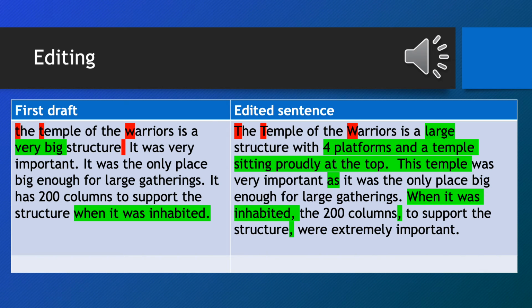In my next sentence, I've moved something within that sentence. So in my first draft, it said, it has 200 columns to support the structure when it was inhabited. I didn't think that made sense. It didn't tell the reader what I wanted them to know. So I've moved the when it was inhabited. And it now reads, when it was inhabited, the 200 columns to support the structure were very important. We know they were important because we've read before about that roof structure. Okay? I've used commas within there because I've added some extra detail to support the structure. I've said what they were used for. Okay?